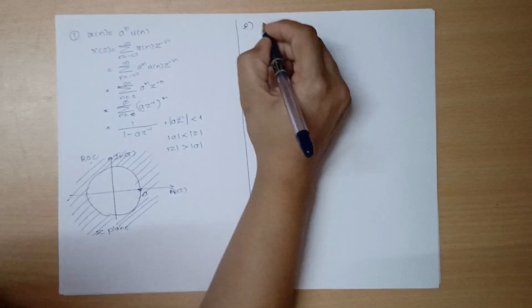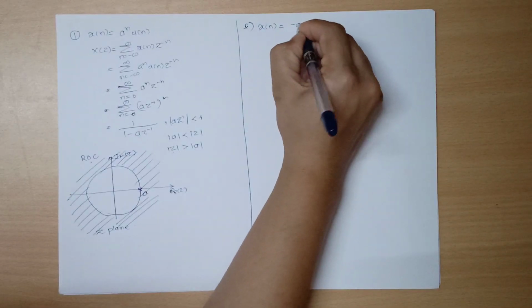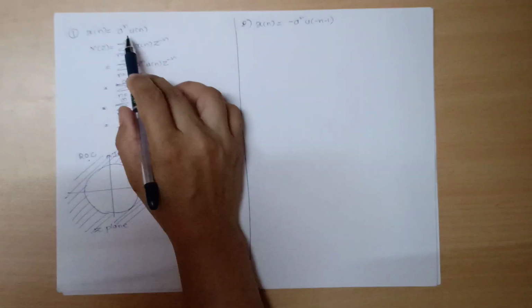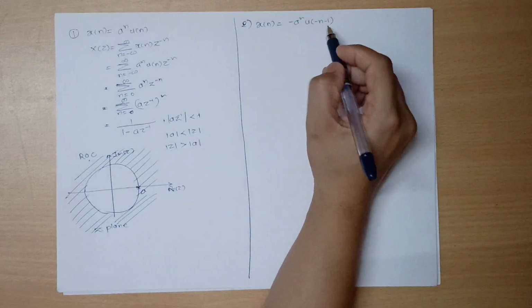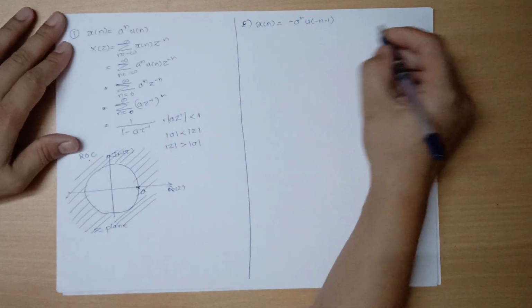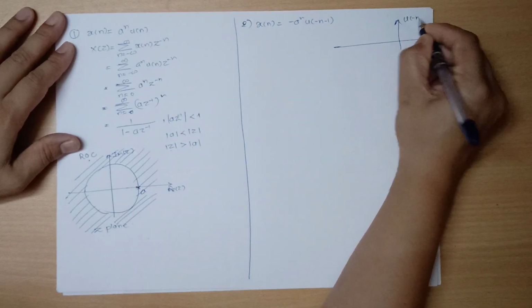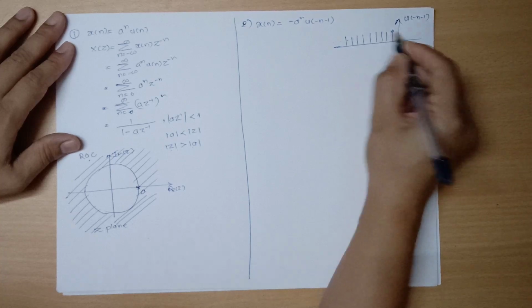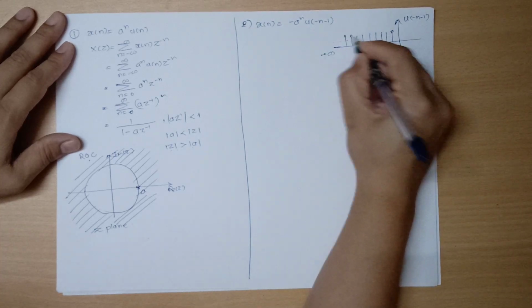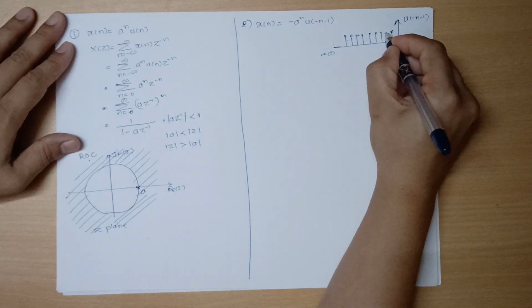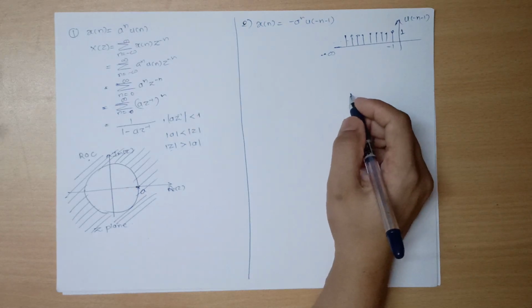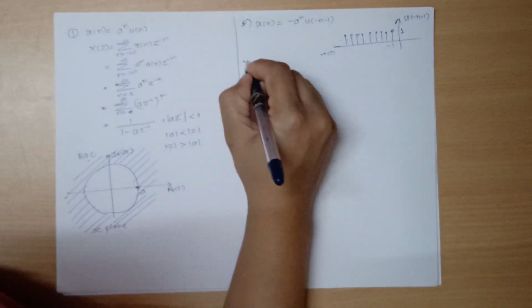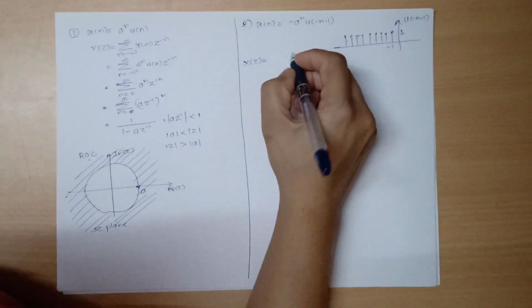Now see another example. In the first example, we have seen a causal signal, and this is typically an anti-causal signal, where u of minus n minus 1, the signal starts from minus infinity to minus 1. All the values are ones because it is a unit step signal that is flipped. So to find the transform, we will put this into the definition.